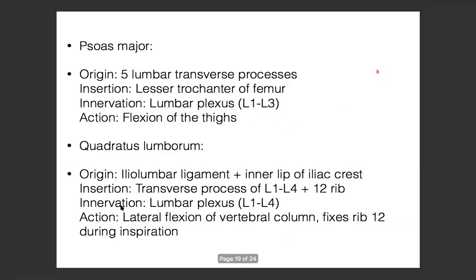The innervation of the quadratus lumborum is also the lumbar plexus, but L1 to L4, and its action is lateral flexion of the vertebral column and fixing the 12th rib during inspiration. Again, not that important for protection. The psoas major is more important, so if you couldn't memorize them all and don't have the time, I would just memorize the psoas major and leave the rest, to be honest.